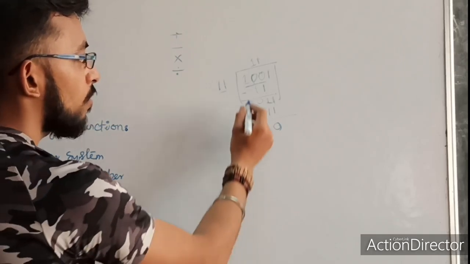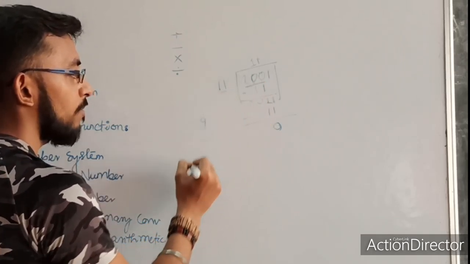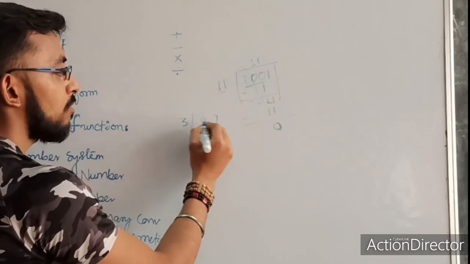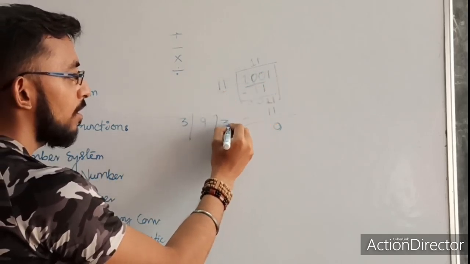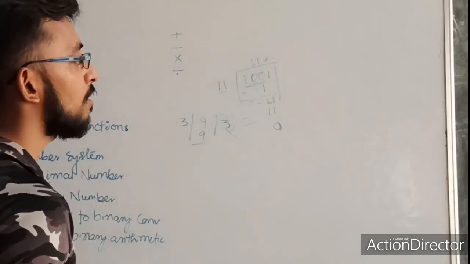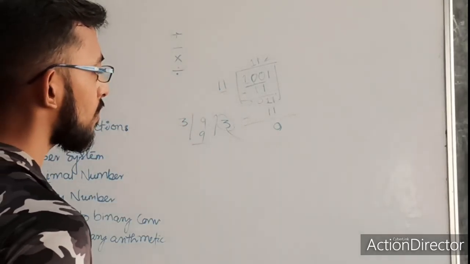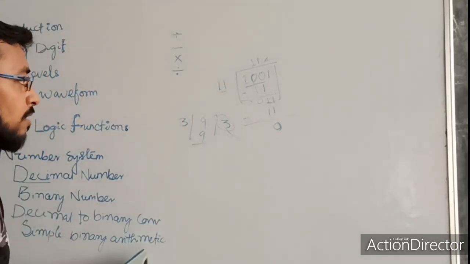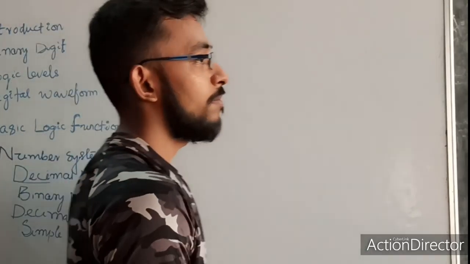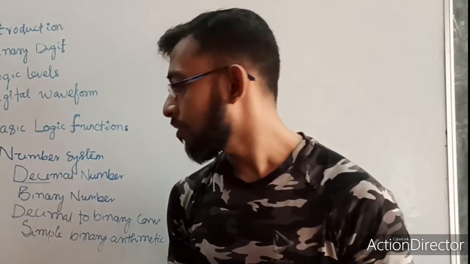Okay. So what is this 1001, which is nothing but a value 9. 8 plus 1 is 9. And this is nothing but 3. So 9 divided by 3 is 3, and if you see, this 3 is nothing but my quotient, which is nothing but 1, 1. Okay. So this operation is nothing but similar to our decimal operation. So this is all for today's video.